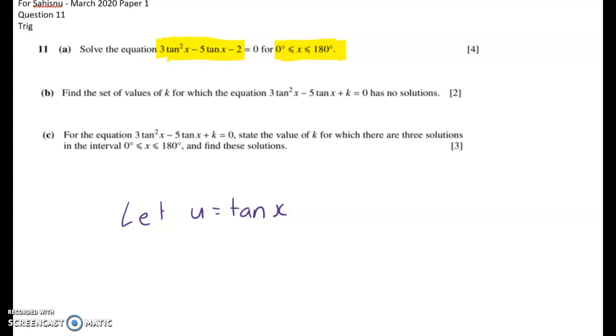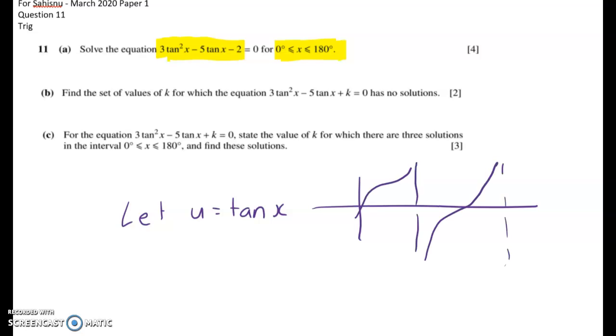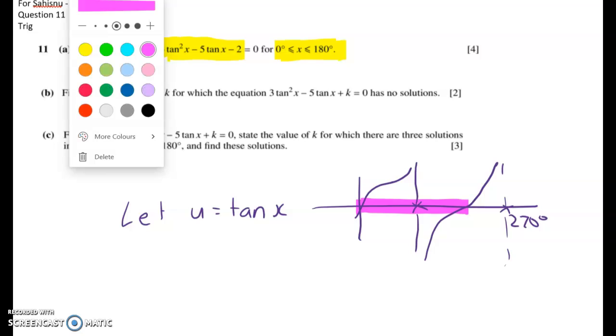And we're going to draw a graph straight away of the tan function. So the tan function is a very bad tan graph, but there you go. The tan function has asymptotes at 90 degrees and then at 270 degrees. But the bit that we're interested in is between 0 and 180.